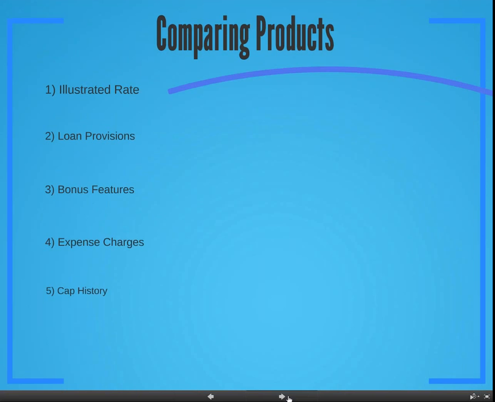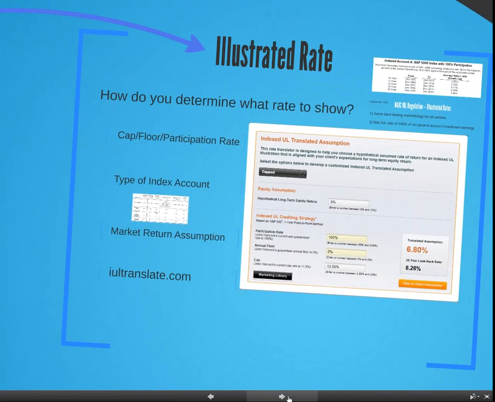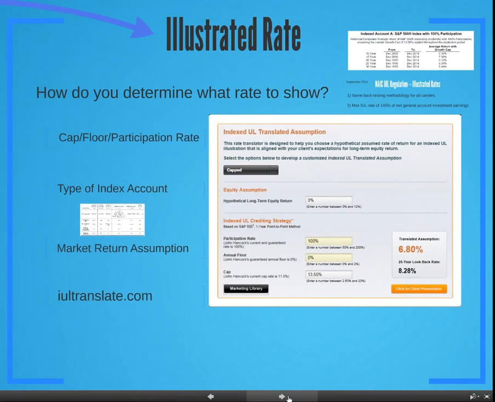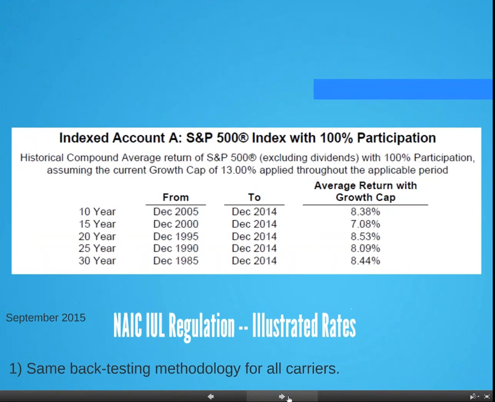First, the illustrated rate. And like I said, we'll spend the most time on this one. The question here is, how do you determine what rate to show your clients? This is the difficult question. And let me tell you how carriers have approached it thus far, and I don't think it's very good. It's just way too simplified.